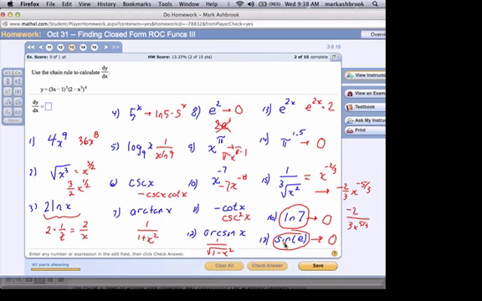Question? Is it multiple choice? No, you're writing them out. Okay. It's just like this. I just give it to you, and you're going to write it out.